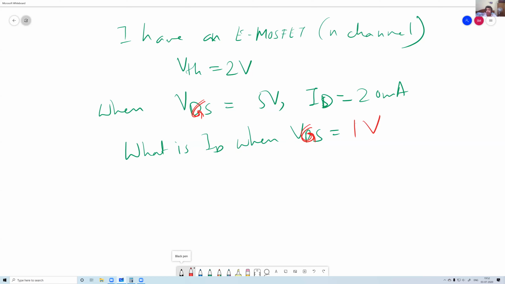This is the easy part. Anybody? Once again, I expect you to answer this question without any hint. If you understood E MOSFET, you will be able to answer this question straight away. Threshold voltage is given. It is given that for VGS of 5 volt, ID is given. So what is ID when VGS is 1 volt? Anyone? I expect to get an answer right by now. It's not at all difficult.